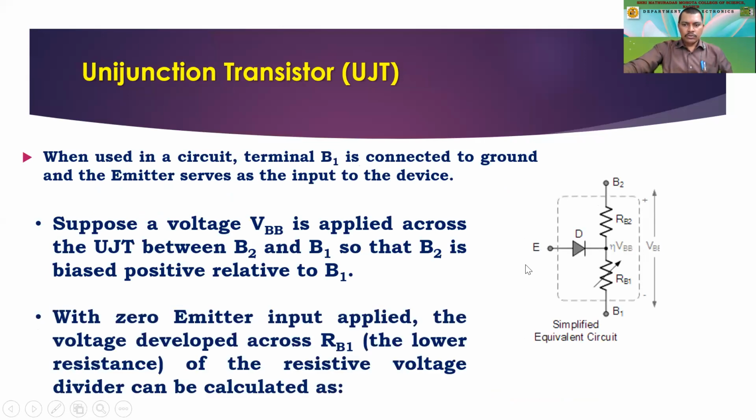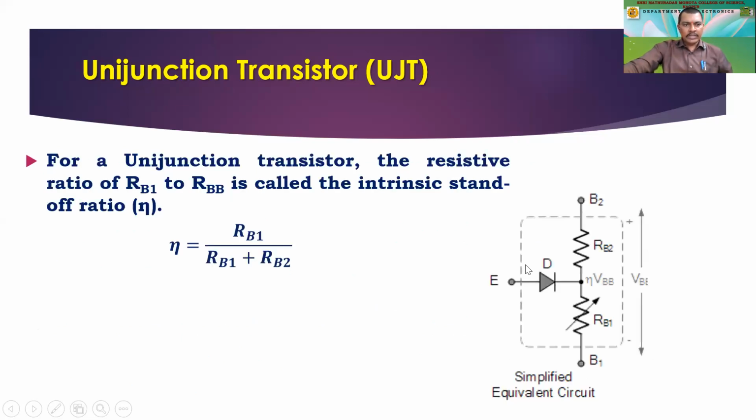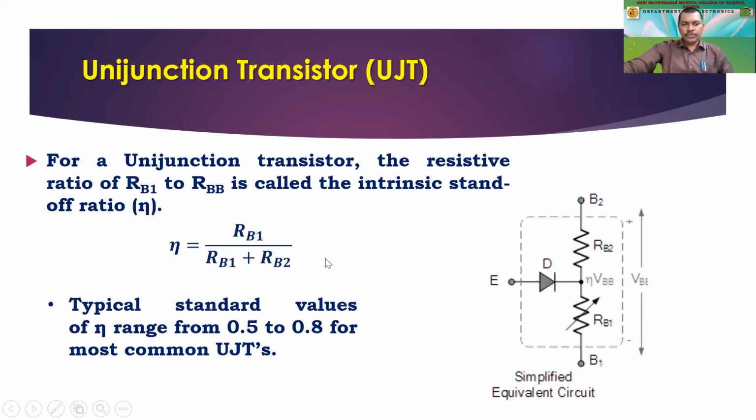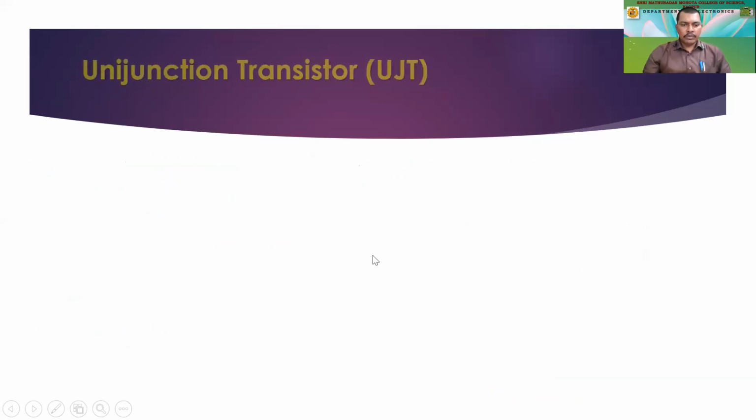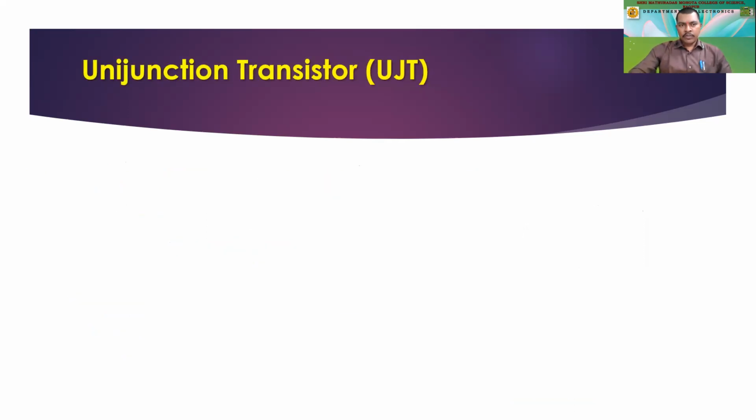Now this is what eta is. The typical standard values of eta range from 0.5 to 0.8 for most common UJTs. This is the equation of that eta, the value of eta in terms of the resistances.